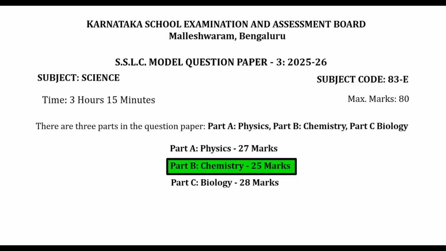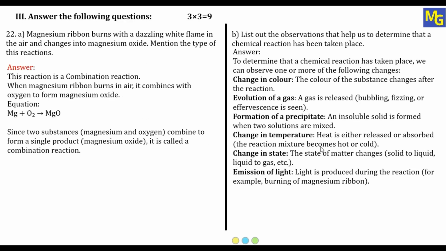Let's start with the first question of 3 marks Part B Chemistry. In this section, we have to solve 3 questions and each question will carry 3 marks, so in total we are going to get 9 marks from this section. Here we will start with question number 22, which is divided into A and B sub-questions. We will start with A first.